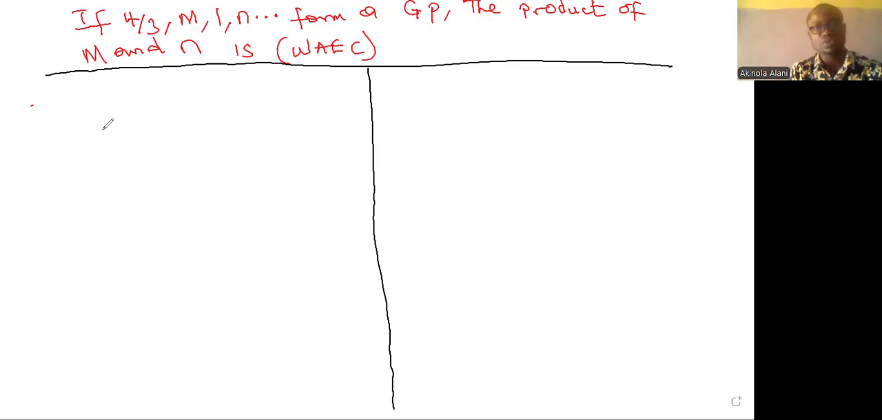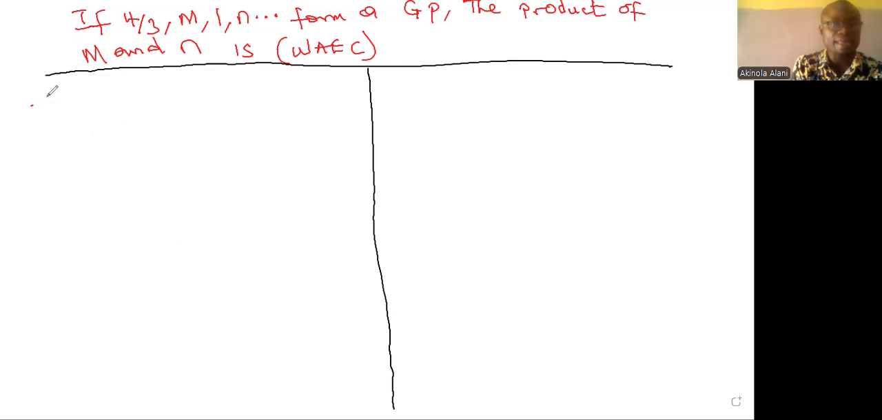This afternoon, I want to quickly look at this question on the screen. The question is, if 4 over 3, m, 1, n form a GP, which is geometric progression, the product of m and n is dash. So this is a why question. We are told to find the product of m and n. So before we can do that, we have to first find the value of m and n. Okay, now let's look at that.